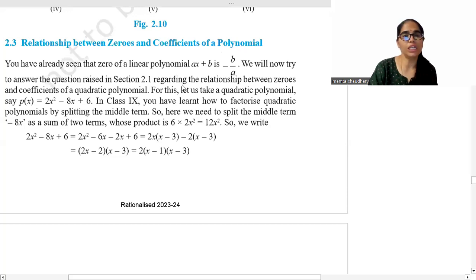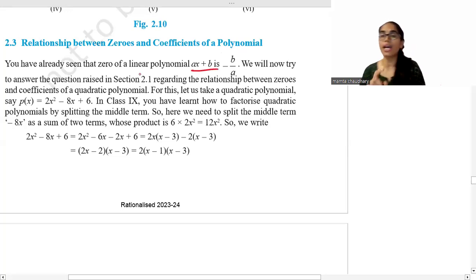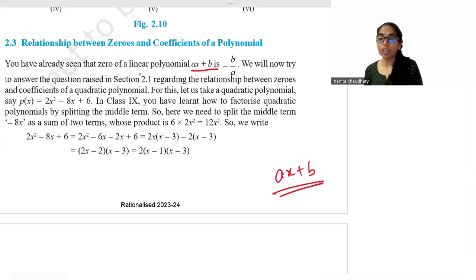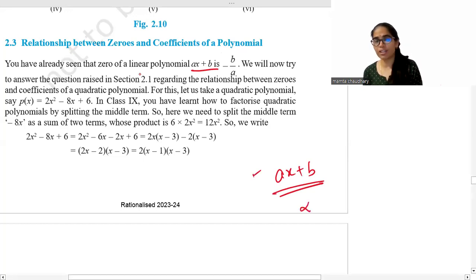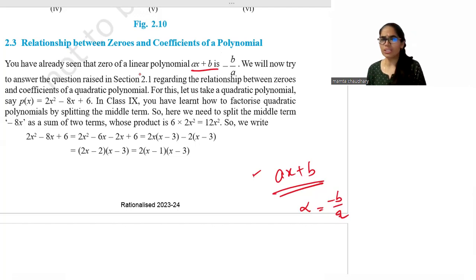So now children, see if we have a linear polynomial. A linear polynomial means the highest power of the variable is 1, for example, ax plus b. Then how many zeros will it have? It will have only 1 zero. Suppose that zero is alpha, then the value of that zero will be minus b upon a, as we have only 1 zero. Right? So you can check it.